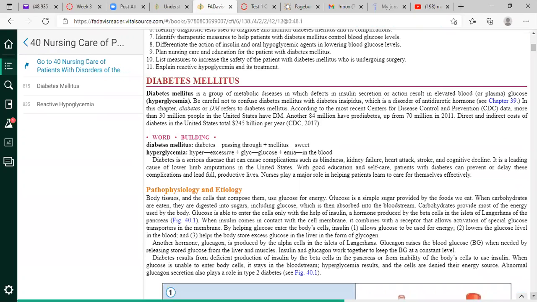Diabetes mellitus is a group of metabolic diseases in which defects in insulin secretion or action result in elevated blood glucose, which is considered hyperglycemia. High blood sugar is hyperglycemia. When you look at the word glycemia, glycemia is nothing but another word for sugar, for glucose. With diabetes mellitus, either an individual will have type 1 or type 2 diabetes.